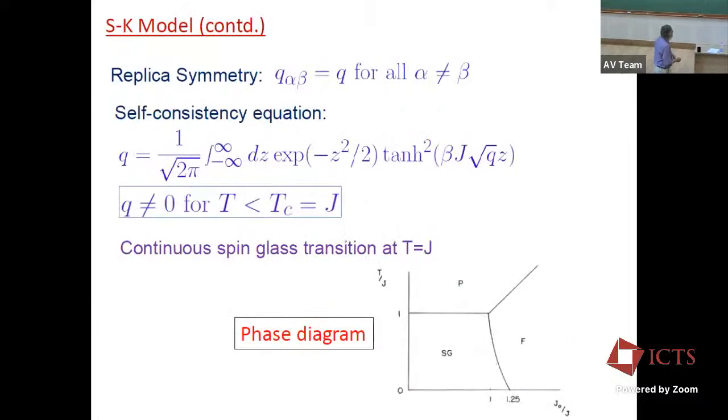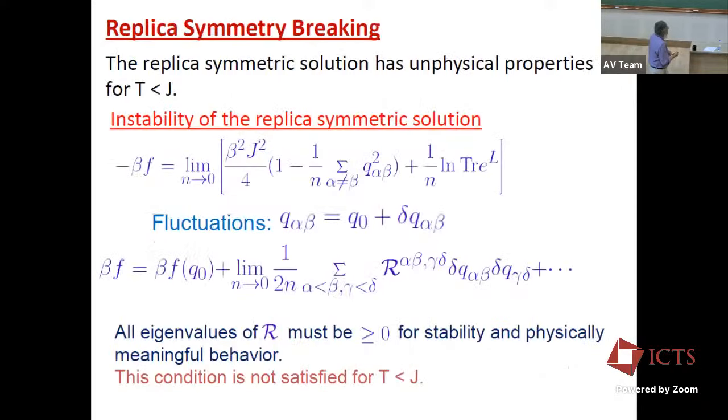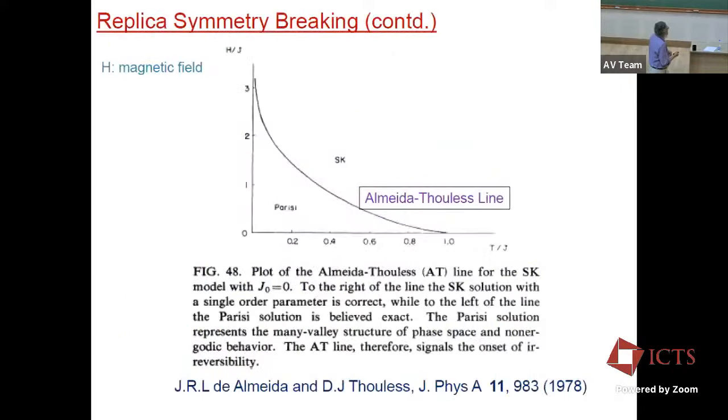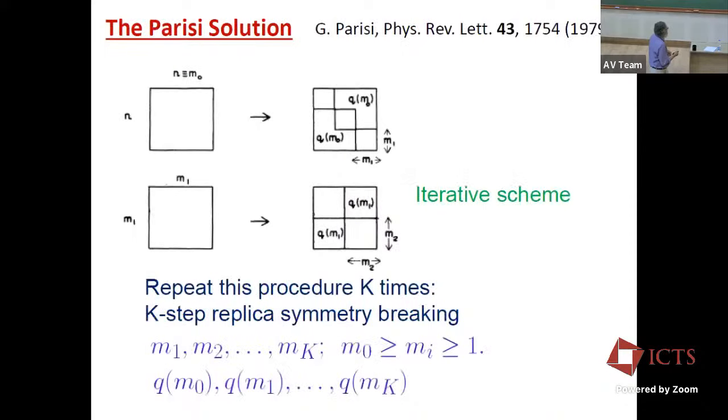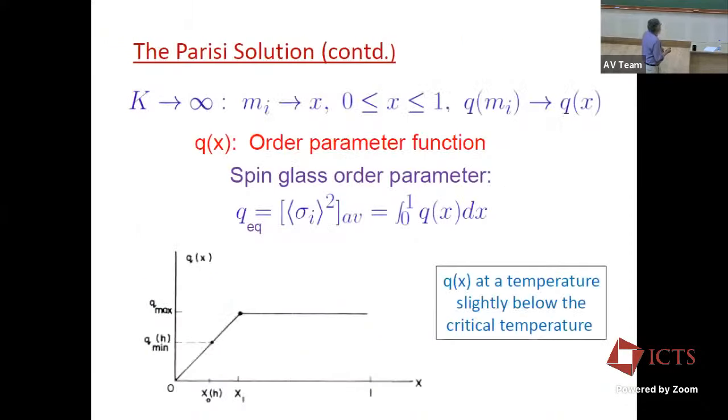Something is cutting off here for some reason, but anyway, that is not important. So what I'm getting at is that you have a q of x, which is how this q depends on this m, which is now replaced by a continuous variable. And then your free energy becomes a functional of this q of x.